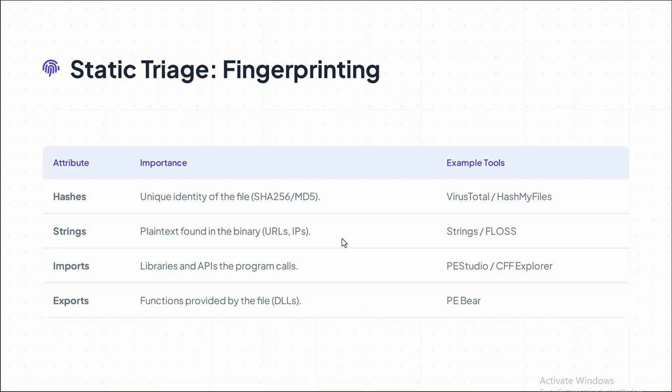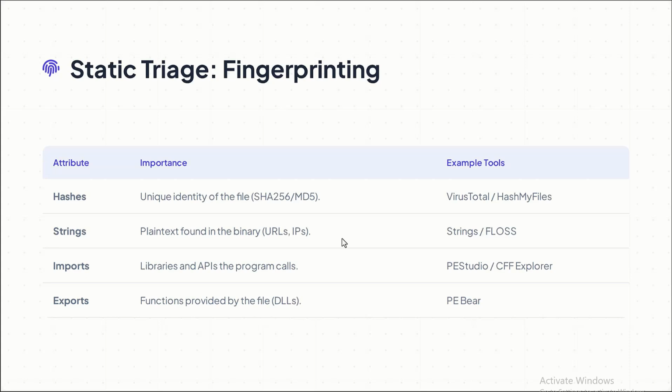Well, the first stage every analyst, every security researcher should follow is static triage, or file triage. Basically, it's fingerprinting, okay? Like metadata analysis and extension analysis, and so on. In the fingerprinting, the attributes are hashes, strings, imports, and exports.